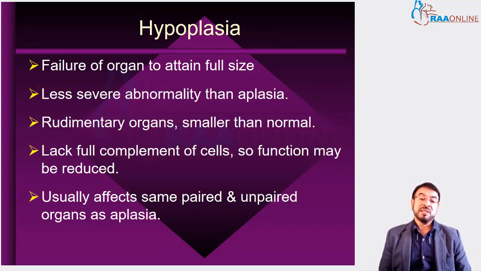Now, hypoplasia is less severe than aplasia. Here, the organ is present, but it does not attain its full size. Now, these organs are smaller than normal. They do not function well because they don't have the full amount of cells. And this affects the same paired and unpaired organs as aplasia.